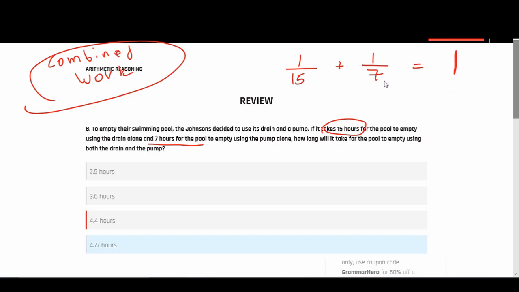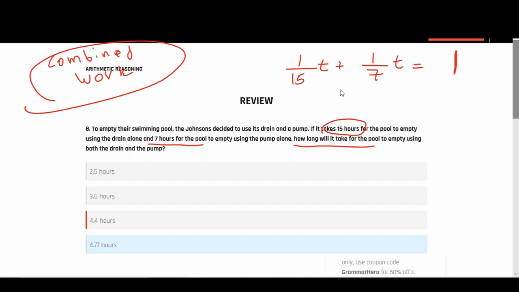All fractions add to 1. And the variable we're missing is how long it will take them to empty the pool working together. So I'm going to throw this variable, time, up here. This says the drain, which can do 1/15 of the pool every hour, plus the pump, which can do 1/7 of the pool every hour, can empty one pool at a combined rate in this amount of time. Okay, that's what this formula says.